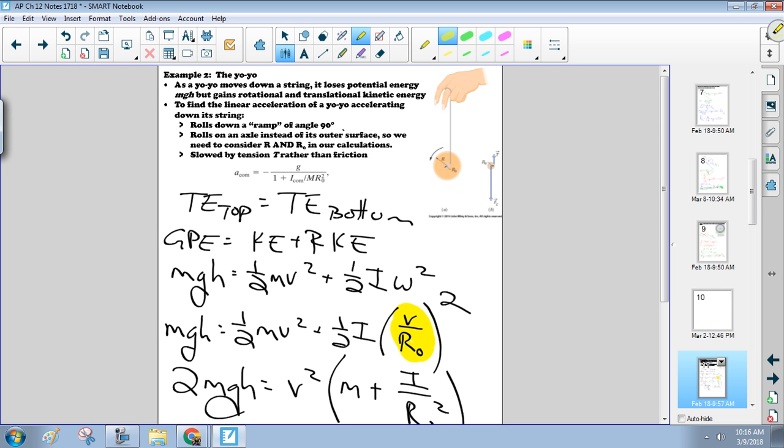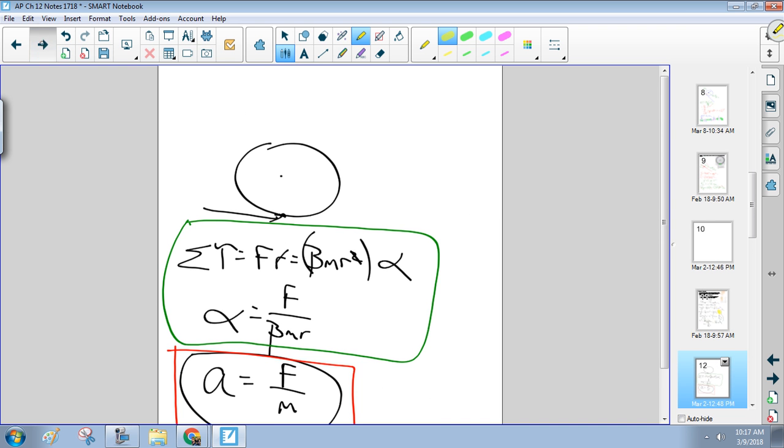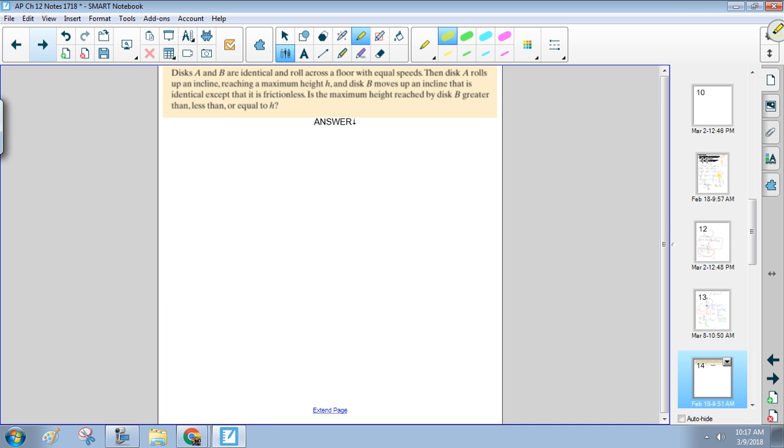All right, questions, you guys? Any problems with what we did here with the yo-yo problem? Okay, cool. Before we get to the last thing, real quick concept-y question. It says disks A and B are identical and roll across the floor with equal speeds. Disk A rolls up an incline reaching a maximum height h. Disk B moves up an incline that is identical except it's frictionless. Is the maximum height reached by disk B greater than, less than, or equal to h?